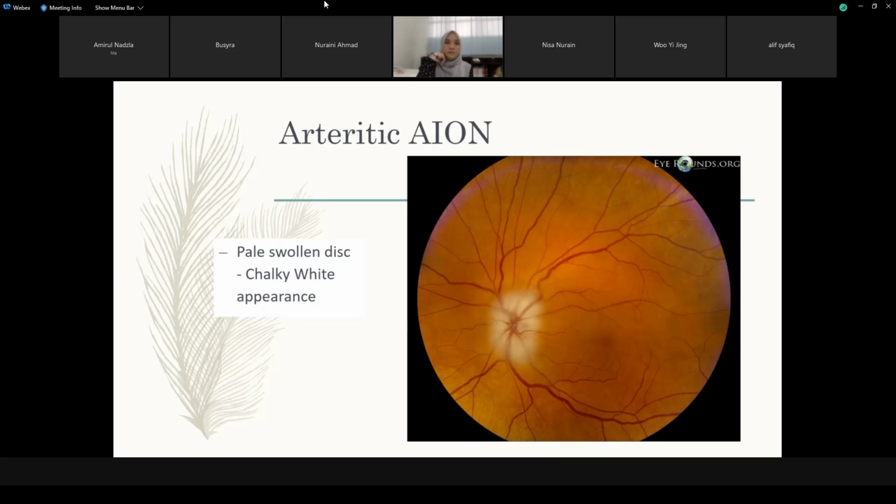This is the fundus for arthritic ION. So when we see the optic disc, it is pale in color, it's swollen with irregular margin, and also has a striking chalky white appearance. Okay, next.